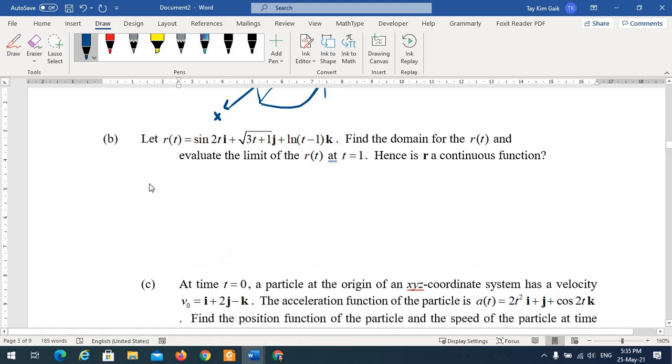Again, keep finding the domain. So we look at component i, sin 2t. What is the domain for sin 2t? For the graph of sin 2t, is there any restriction? Hafiza, what is the domain for sin 2t?